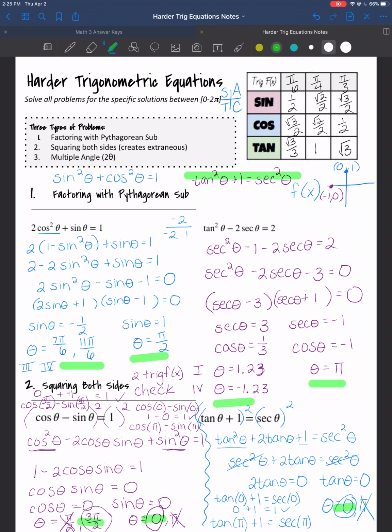So just remember, I've got to double check only the ones where I square both sides. When you square both sides on any type of algebraic problem, you are creating multiple solutions that were not there in the first place. So just keep that in mind.